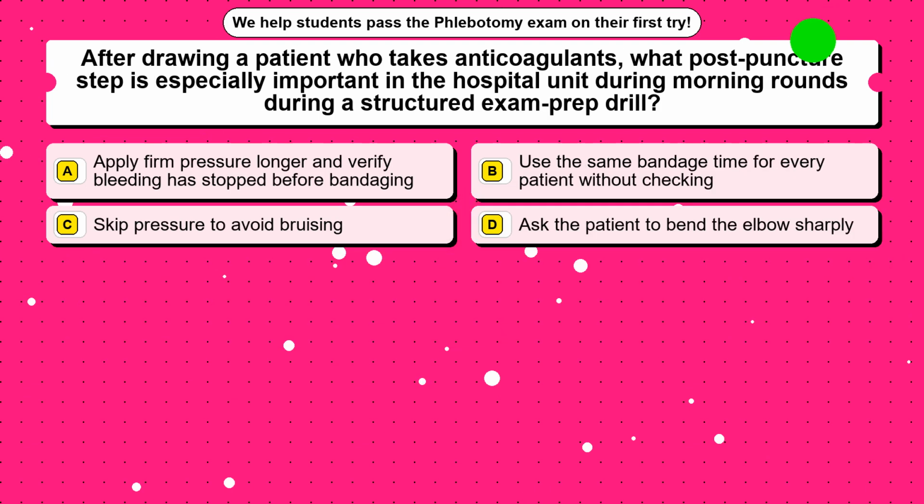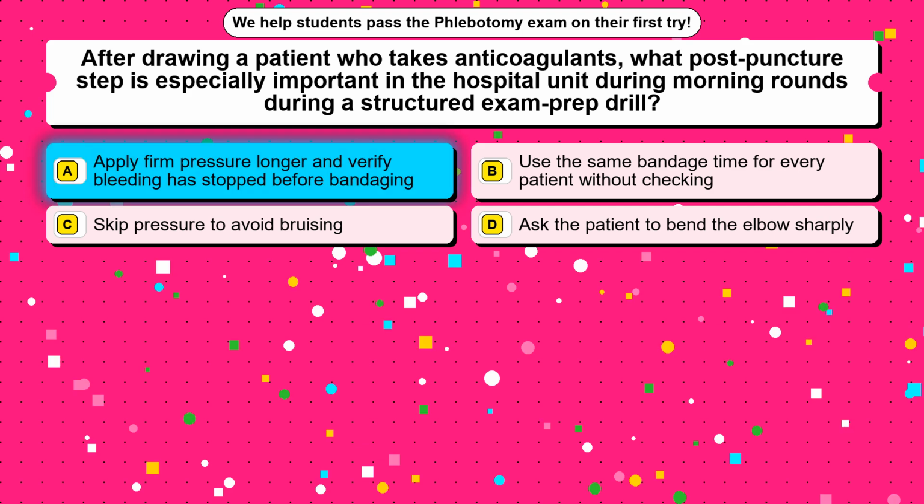Question 35. After drawing a patient who takes anticoagulants, what post-puncture step is especially important in the hospital unit during morning rounds during a structured exam prep drill? Option A. Apply firm pressure longer and verify bleeding has stopped before bandaging. Option B. Use the same bandage time for every patient without checking. Option C. Skip pressure to avoid bruising. Option D. Ask the patient to bend the elbow sharply.